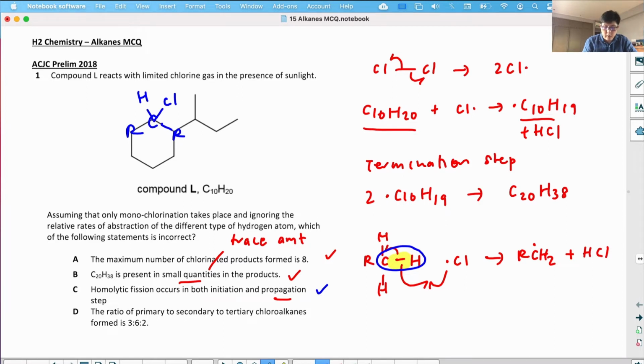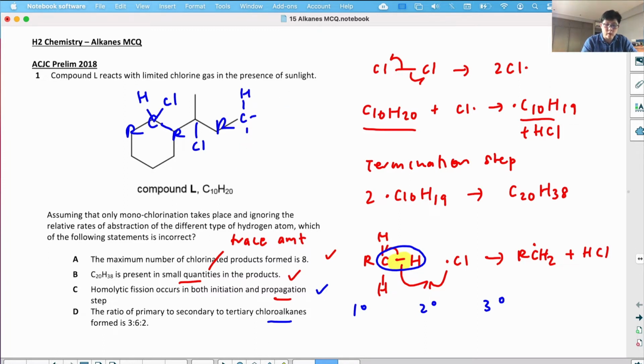If I replace this hydrogen, which is called a primary hydrogen, with a Cl, this becomes a primary halogenoalkane, because this carbon has only one R group. But if I replace this hydrogen with a Cl, this becomes a tertiary halogenoalkane. Imagine this is a Cl now. Can you see that? We're going to look at the primary, secondary, and tertiary chloroalkanes and see whether we get the ratio of 3:6:2.